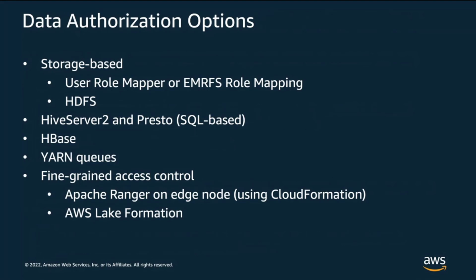What are the common data authorization options available? For storage, there are EMRFS roles and user role mappers. For HDFS, you can leverage POSIX-based policies. For Hive server, Presto, or HBase, you can use SQL-based authorization, so you can create a user in SQL and authenticate there. For fine-grained access control, you can use Apache Ranger, or AWS Lake Formation, which is very common. These are the pretty common methods we use for data authorization.